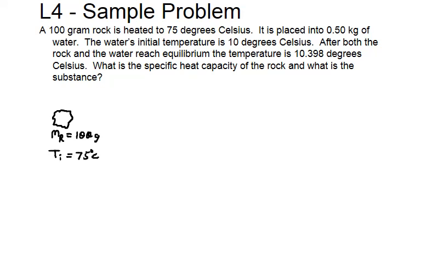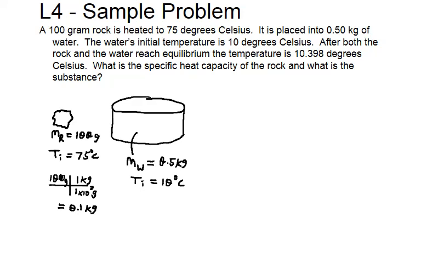Let's say that we have a mass, we'll just call this rock R, 100 grams. Well, the initial temperature is 75 degrees Celsius, and we'll need the mass in kilograms, which you got here. And let's say we have a calorimeter cup filled with water, 0.5 kilograms of water. The initial temperature of that water is 10 degrees Celsius. And then after we place it in there, the final temperature of them will be 10.398. And so what we want to find out is what is the specific heat capacity of the rock.